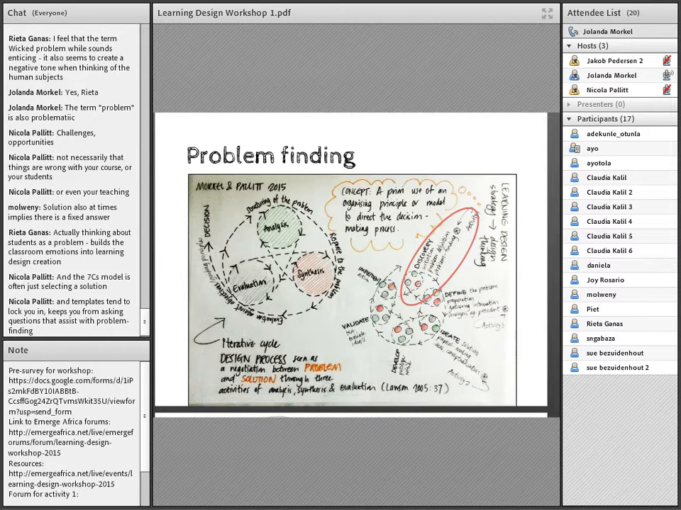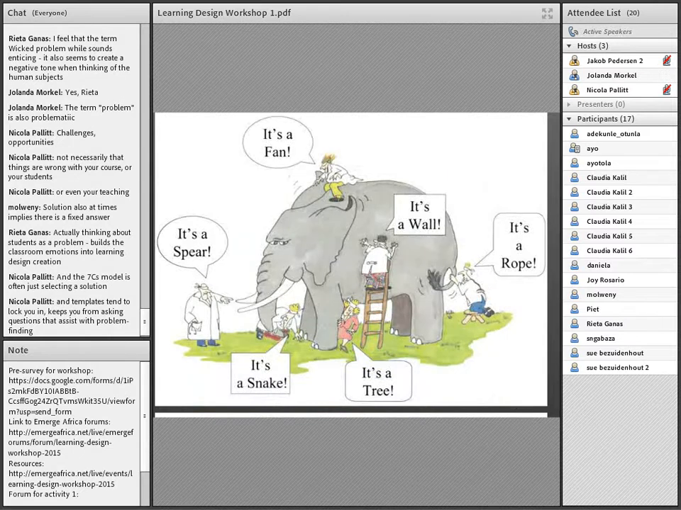Now, problems can look different from whichever way you look at it. Different people can see different aspects of a problem, and it's all about how you see that problem that will determine the solution at the end.